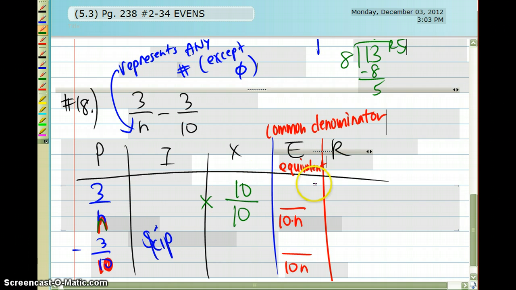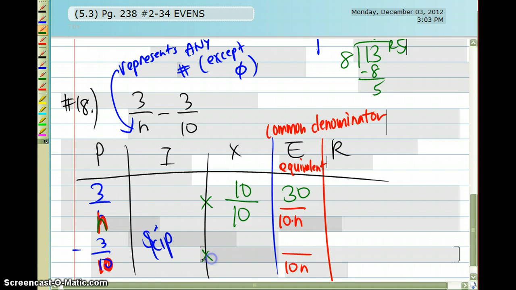So then 3 times 10 gives me 30. And the denominator is 10n. In my next fraction, 10, if I multiply something to get 10n, I multiply by n in the denominator also, as well as in the numerator. So 3 times n gives me 3n.